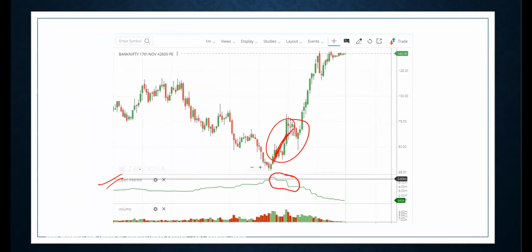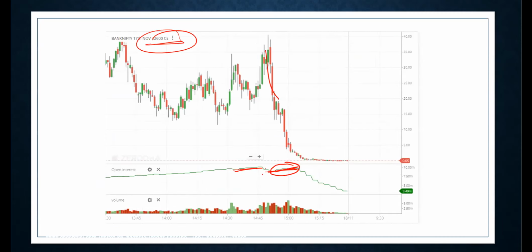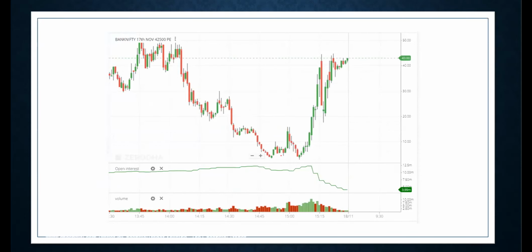Okay, this is the open interest of this particular option. You can go to Zerodha and apply this study. It will be very useful to you. You don't have to pay for iCharts or any other software. You can straight away go to Zerodha and apply this study, and that will give you the same results. So you can see open interest was decreasing. That means the sellers were not interested in selling the puts. Instead, they were interested in selling the call options.